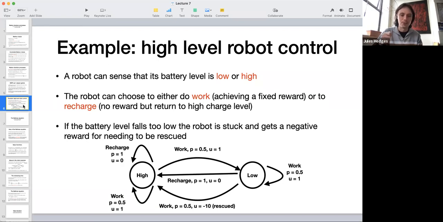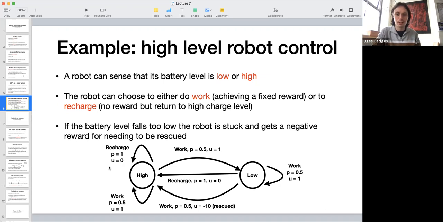And if it does work in the low battery state, there is a risk that it becomes stuck. And if it becomes stuck, then we say it needs to be rescued. It incurs a large negative reward that punishes it for getting stuck, and then it returns to the high battery state because we've rescued it and recharged its battery.